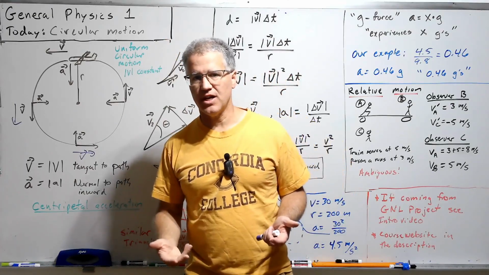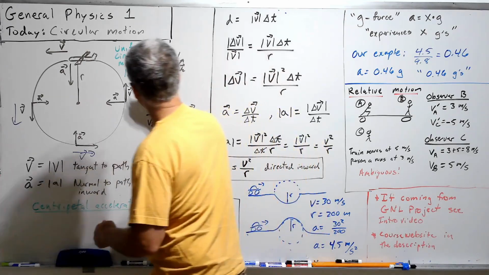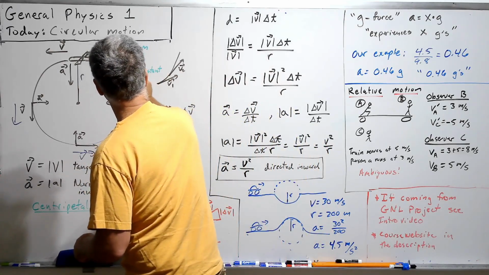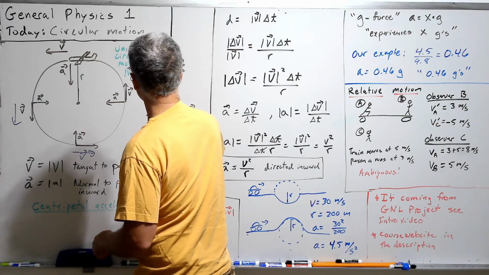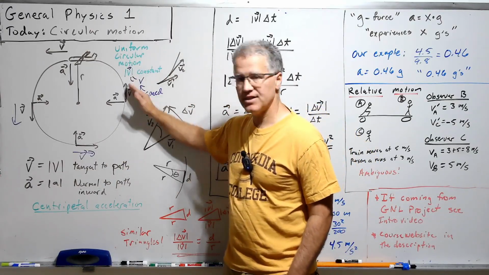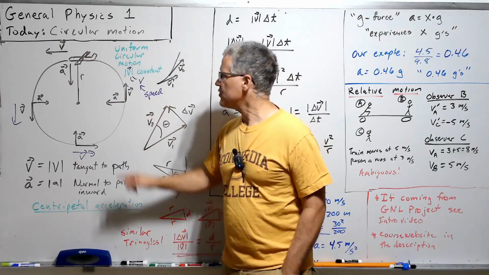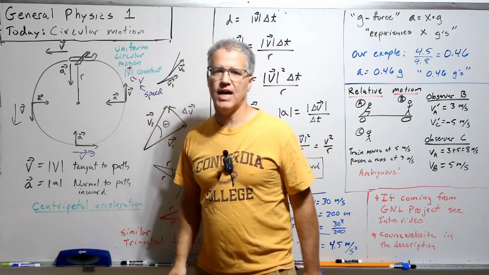Uniform because the speed is constant, or the magnitude of the velocity is constant. This probably should be a vector here. So the magnitude is equal to v, which is equal to speed. This is always tangent to the circular path. So whatever point we're on here, the vector runs tangent to that path.